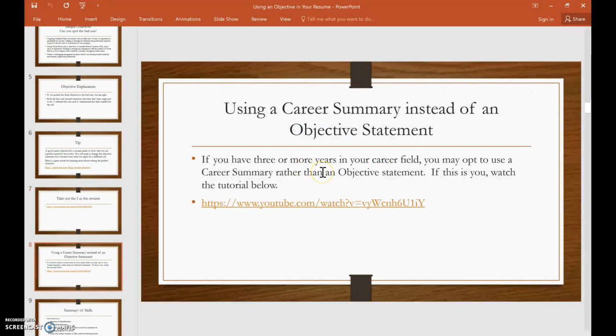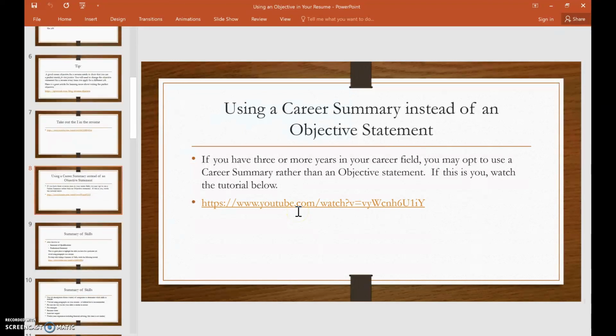All right, then just a highlight. Some of you who have been in a career field for a certain length of time might, instead of an objective, use a career summary, especially if you're going into the nursing field and you've been a nurse or had nursing experience in the military. You'd probably be more apt to use a career summary. If this is you, go ahead and watch this video and formulate a career summary instead on your resume.